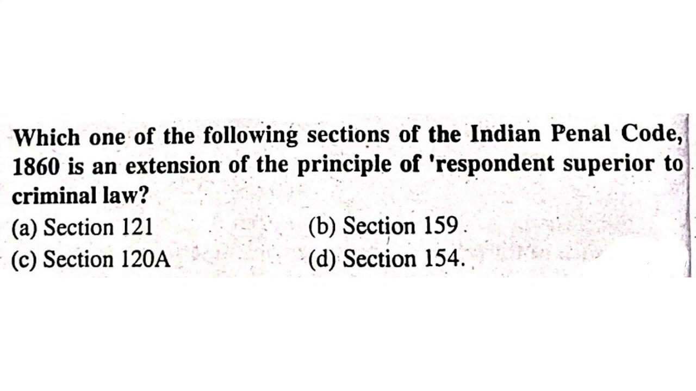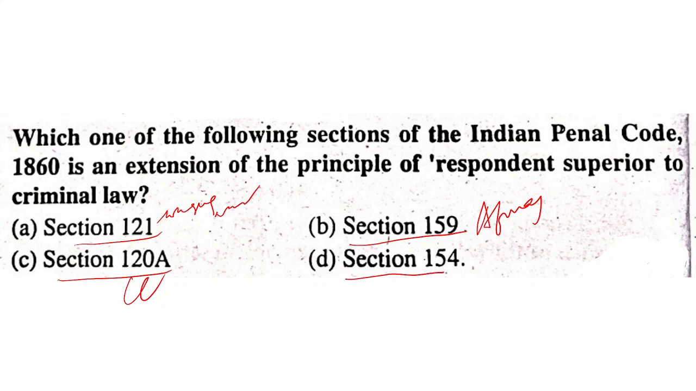Section 121 is talking about waging war. Section 159 is all about affray. Section 120A is criminal conspiracy. And section 154 is about unlawful assembly being held.